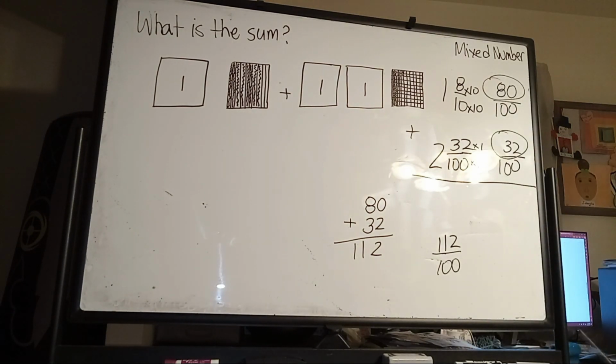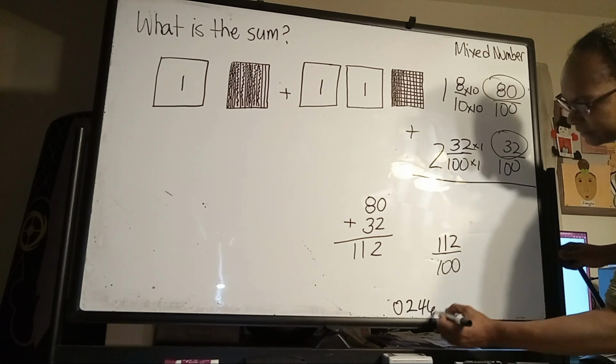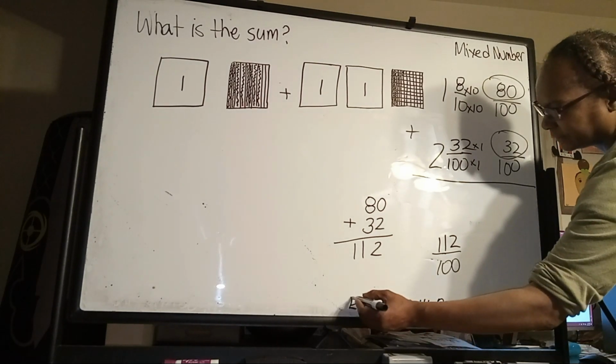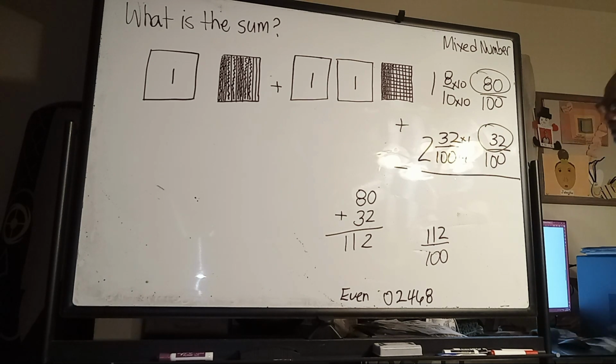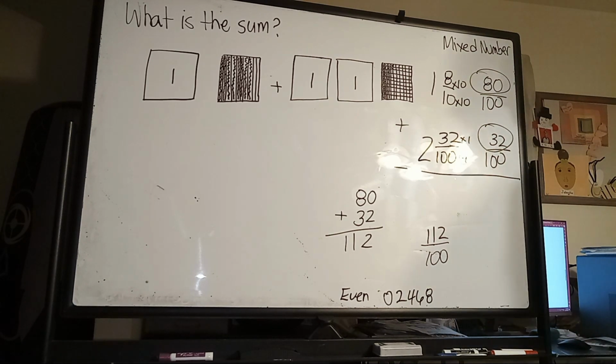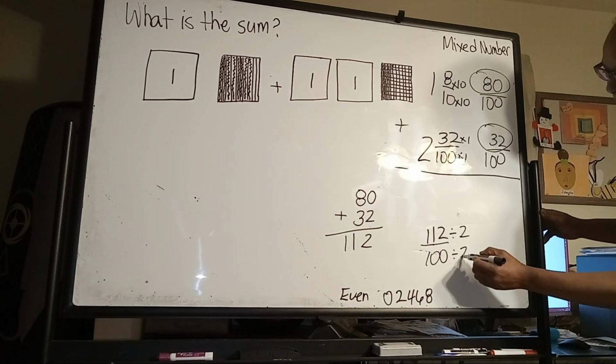Over top of 100. Again, 2 and 0. Those are our even numbers. Remember, we said 0, 2, 4, 6, and 8. Even numbers, yes? Yes. So we must and we will divide. So we're going to at least divide by 2, guys. So, divide by 2 and divide by 2.